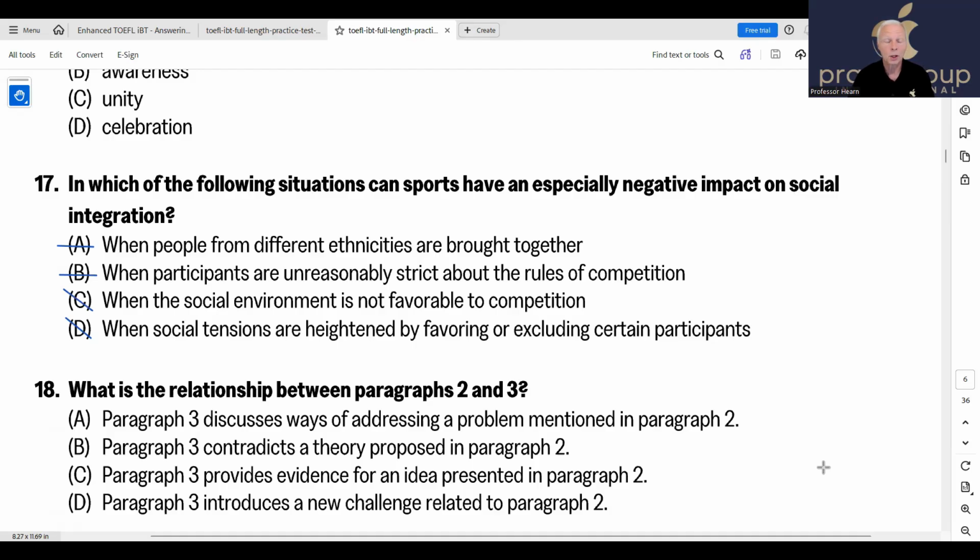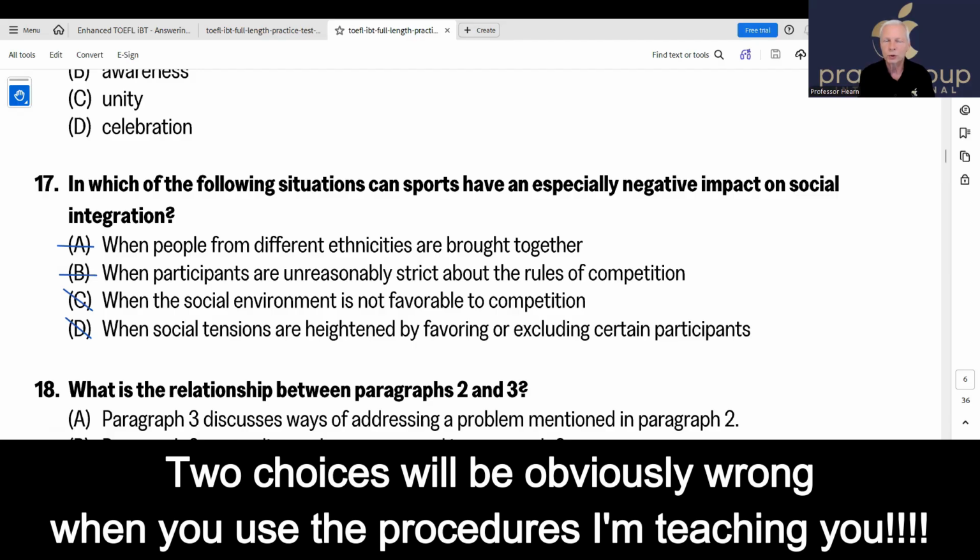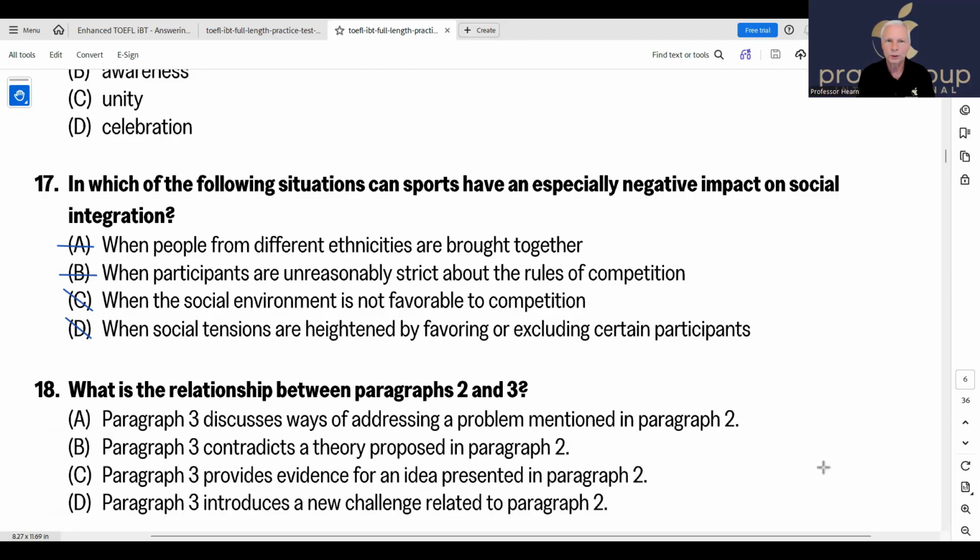eliminate two choices that are obviously wrong, and you're going to find this consistent throughout the test. For each question, there will be two choices that are obviously wrong, leaving you with two choices that are possible. Once you have two choices that are possible, I want you to eliminate one choice that is less like what was stated in the passage.